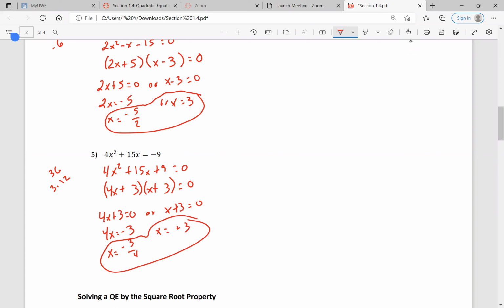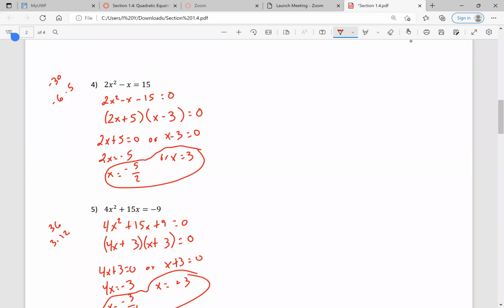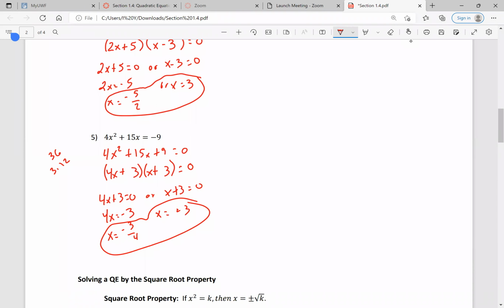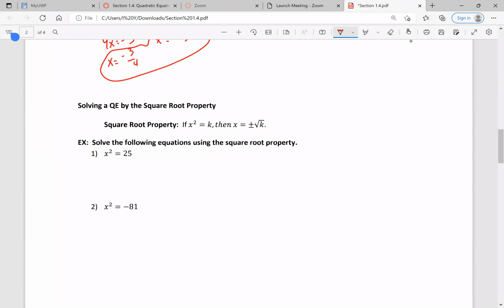Trust me, there's easier methods. These are easy when the a term is 1. They get a little more complex when it's not, which brings us to the other one, which is set up where the a has to be 1. Oh, sorry, square root first. Square root property says if x squared equals k, then x equals plus or minus the square root of k.